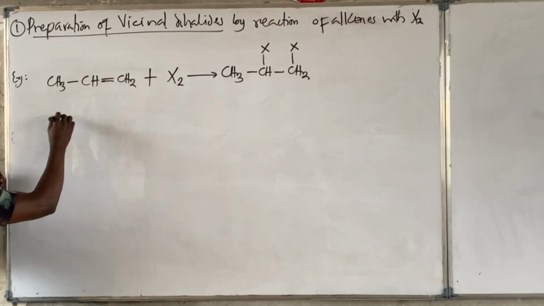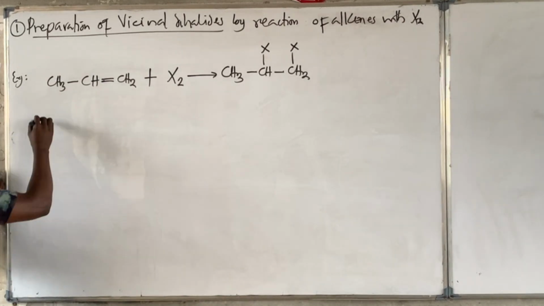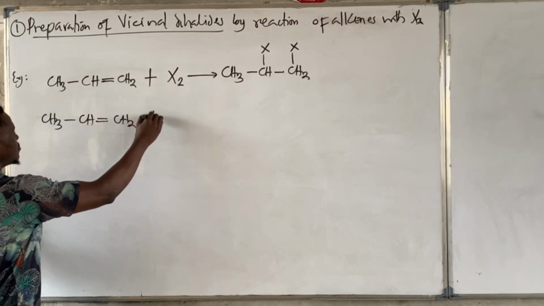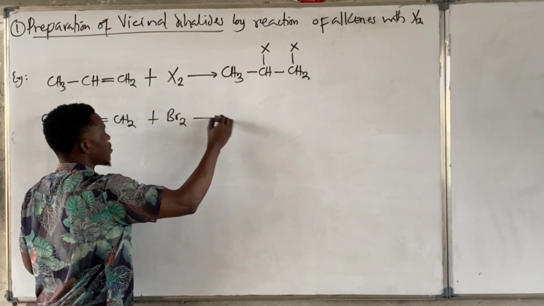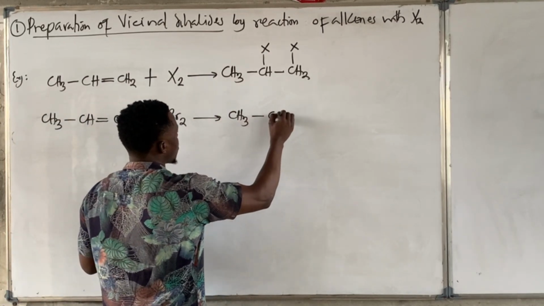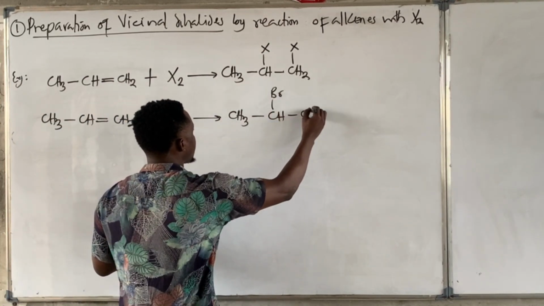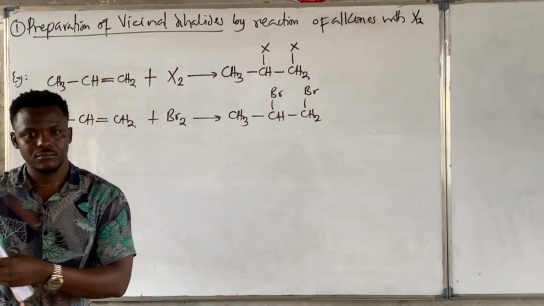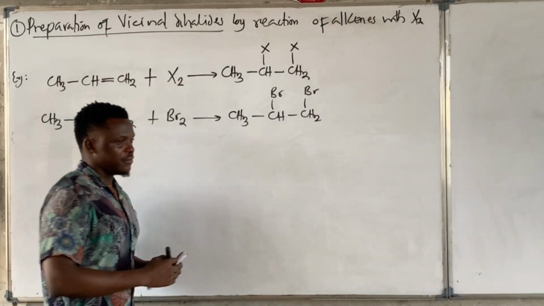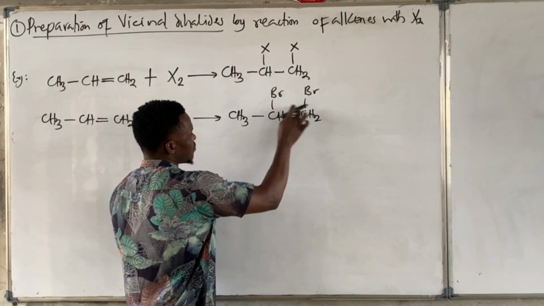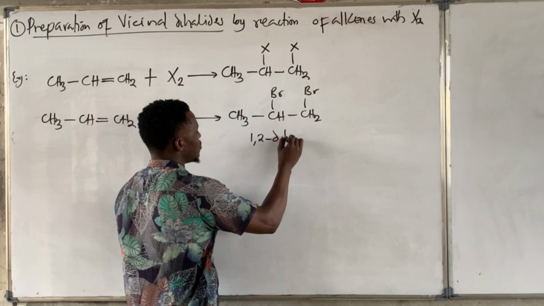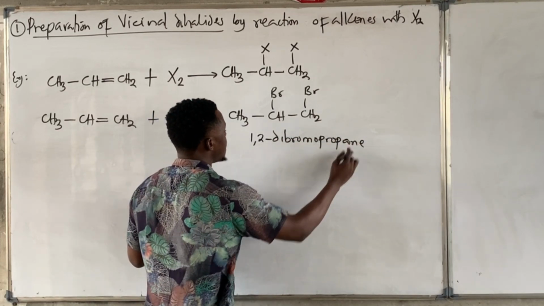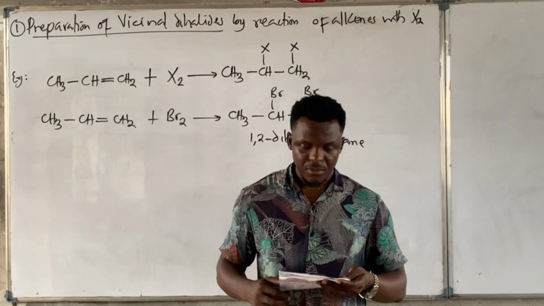So if I replace this guy with real halogen, we have this. So this is 1, 2, 3. This is 1, 2, and bromo propane. Note, the stereochemistry of this reaction is anti.